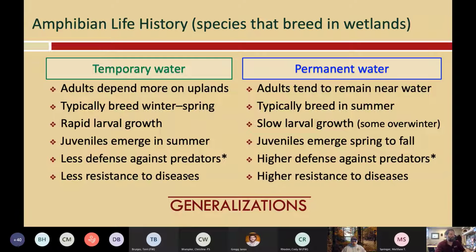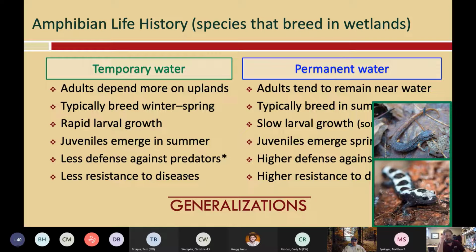The last two I'm going to combine is predators and disease, and this is where it's a little more generalized. In general, because the wetland holds water longer in permanent water sources, the amphibians that have developed there through evolutionary processes have a higher defense against predators and diseases, because those two can persist in that aquatic ecosystem year-round. So when their eggs are laid, as they begin developing, they're being exposed to those, whereas those that breed in temporary water, many of them breed when the wetlands are filling, and so their resistance to diseases and also their defense against predators isn't as great.